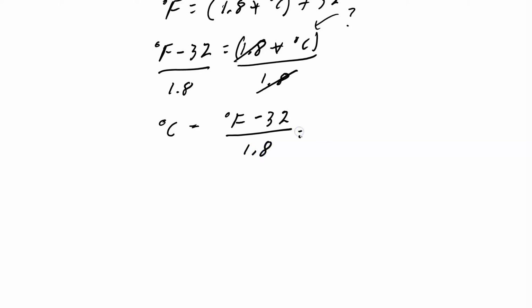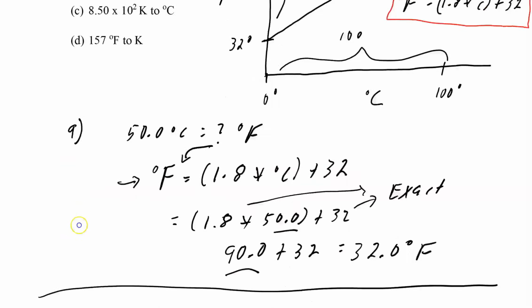So now we're simply going to substitute our numbers in here. And for degrees Fahrenheit, we have a value of minus, and let's just check the significant figures.